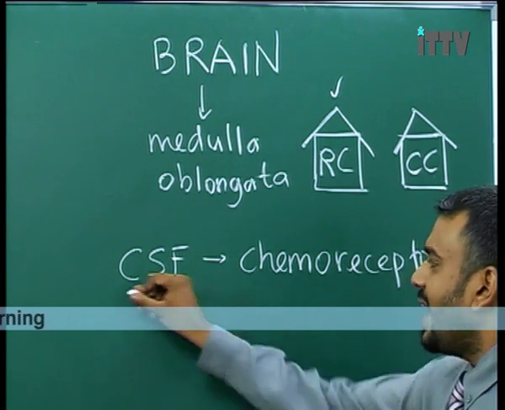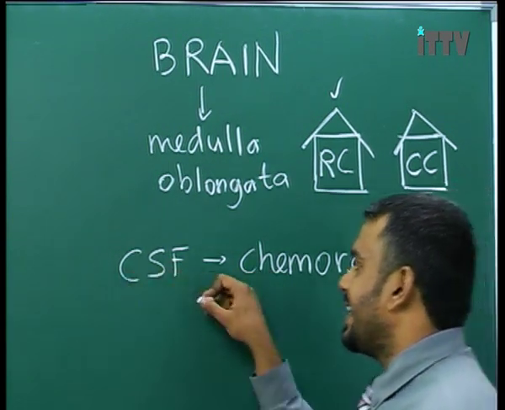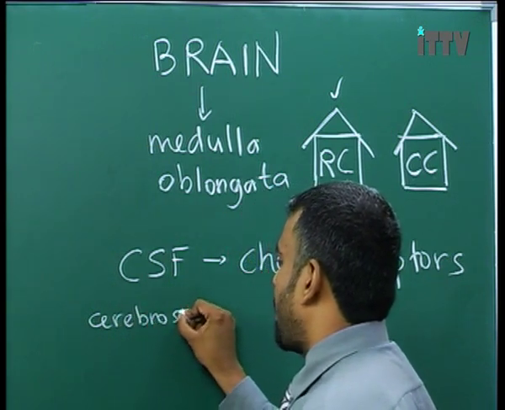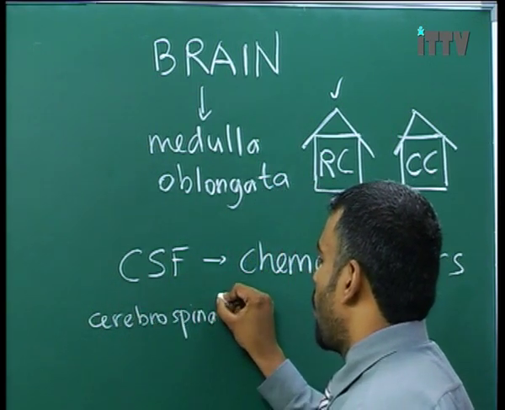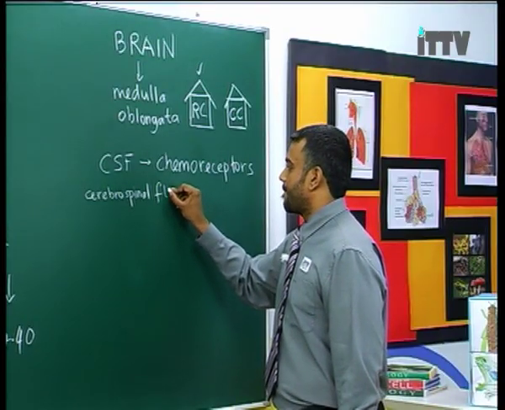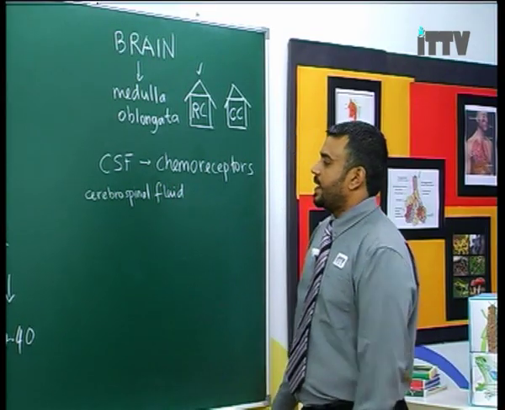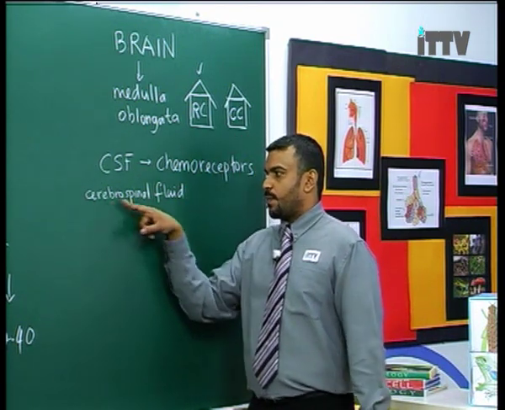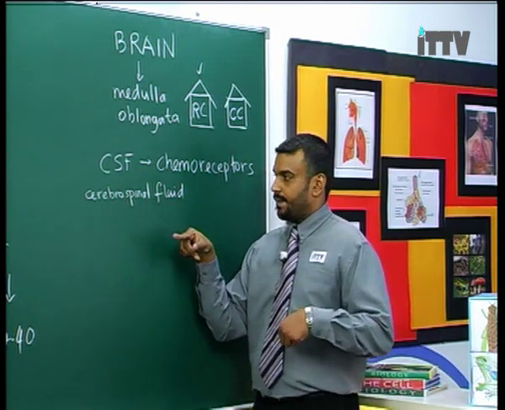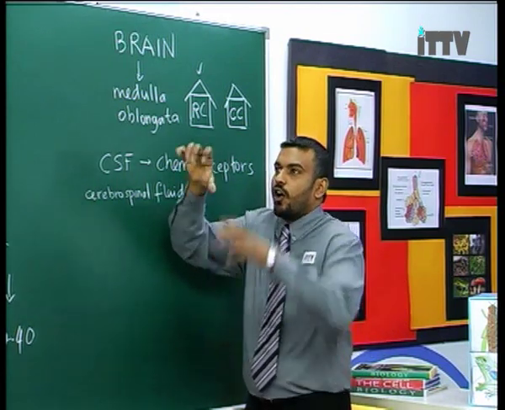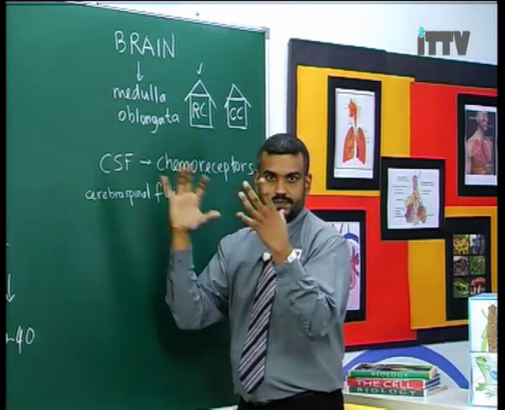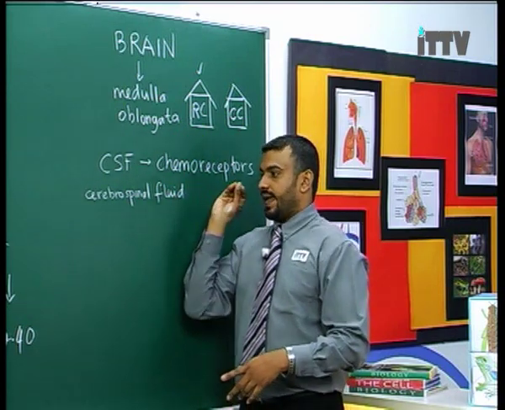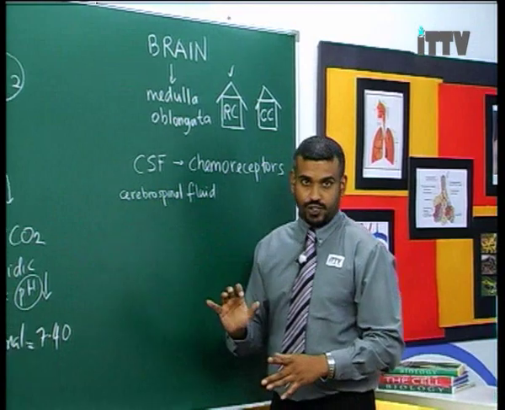See, what is CSF? Okay, CSF is cerebrospinal fluid. Okay, now see, the cerebrospinal fluid, cerebro means brain, spinal means the spinal cord. So surrounding the spinal cord and the brain, there is a liquid, a fluid. Now this fluid will be able to detect the pH change.